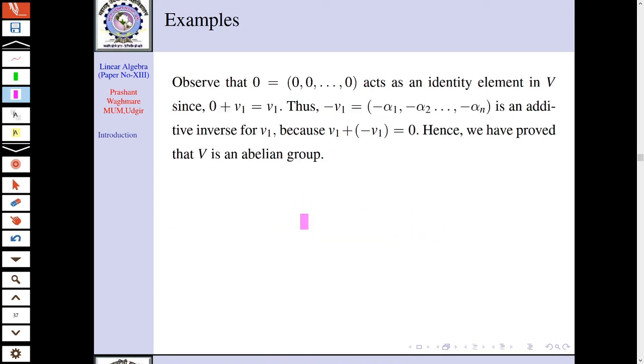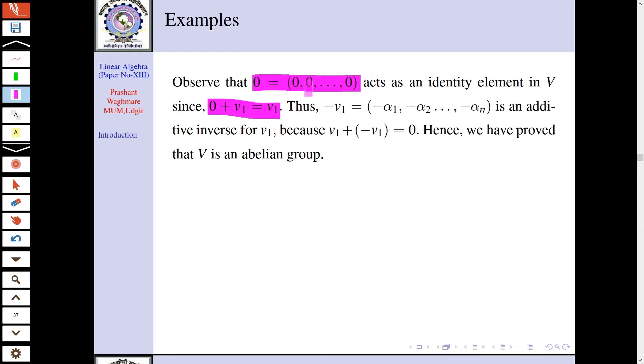Now one can again observe here that 0, which is equal to 0, comma, 0, comma, 0, acts as an identity element, because one can observe that 0 plus V1 is the same as V1, meaning if you add 0 to any element you will get that element.